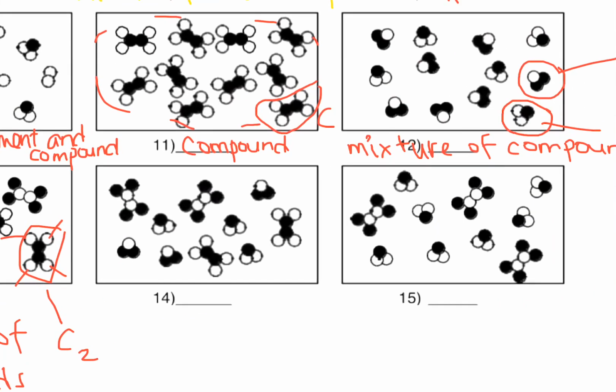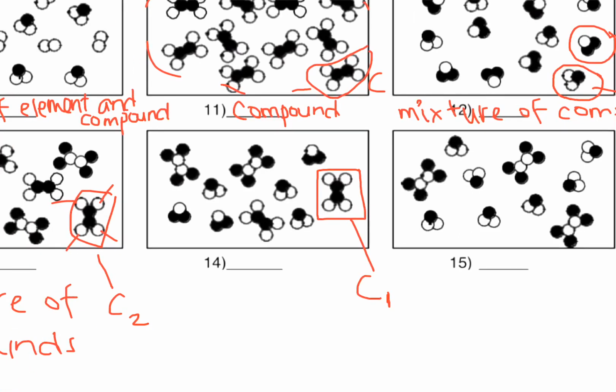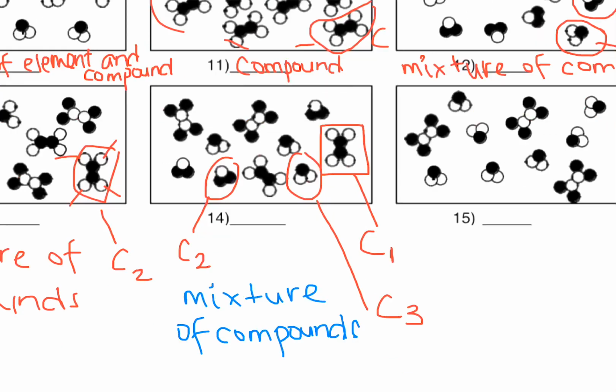If you look at the next one, so this is again a compound, so compound 1. And if you look at this one, this is compound 2. And if you continue to look, you'll see that there is another one here which is different from compound 2. This is compound 3. You see the difference? Over here there's 2 black and 1 white. Here there's 2 white and 1 black. So there's 3 compounds in that. So this is a mixture of compounds.